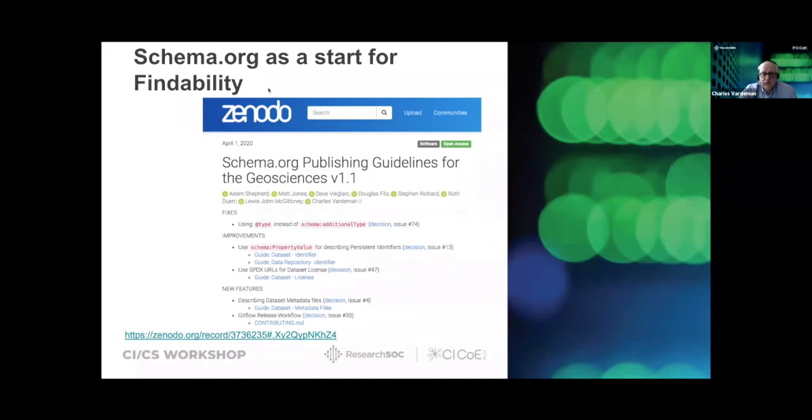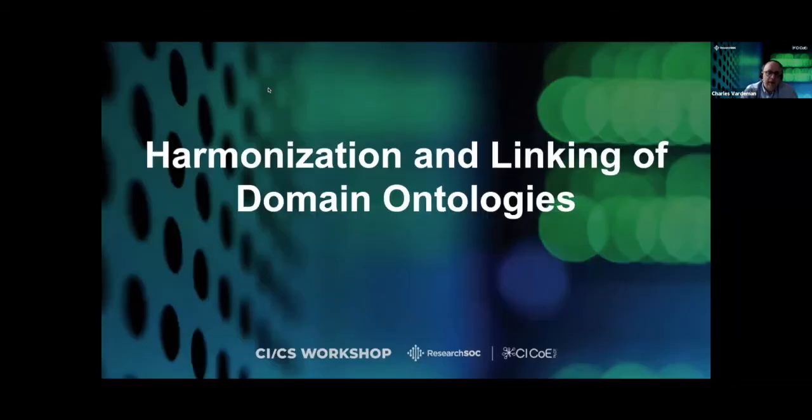And so the landing pages that I mentioned earlier also need context behind them that is machine readable, embedded in the HTML. The idea is that you can embed some metadata in those landing pages that Google can then find and use to provide broader context to people who are searching for those datasets through Google or Google Dataset Search. And then the last topic is harmonization and linking of domain ontologies.